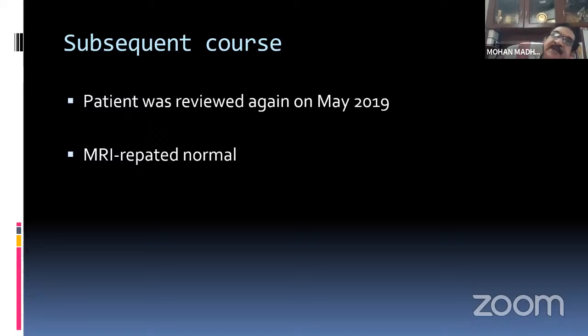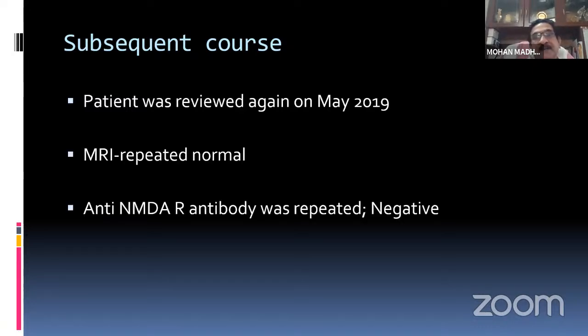The patient was reviewed again in May 2019, MRI repeated, normal. Anti-NMDA antibody was repeated again after 1 year, which became negative. So mind you, the patient was not treated with any long-term steroid. Only a short course was given at that time. And I think the doctor did not give any steroid at all.